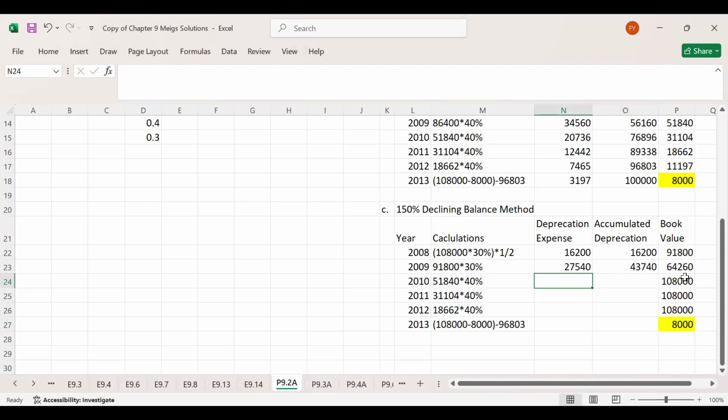So next year, the book value is 64,260. So we take next year the previous year book value, which is 64,260. And the rate of depreciation is 30%. So we calculate depreciation expense, which is 19,278. Then we have accumulated, which is previous year depreciation, which is 47,340, plus current year depreciation, which is 19,278. So here we have 44,982. This is your book value.